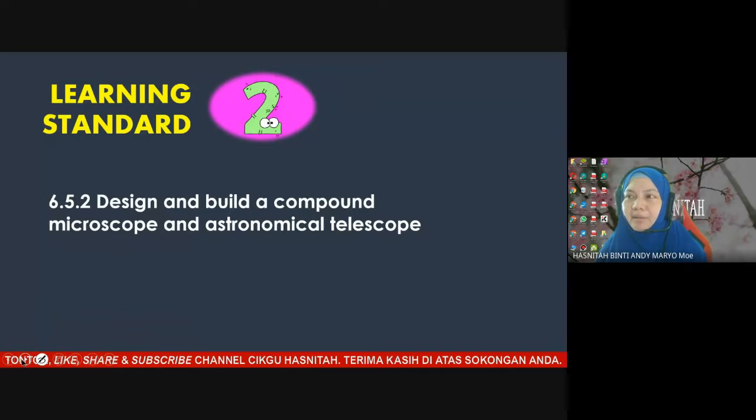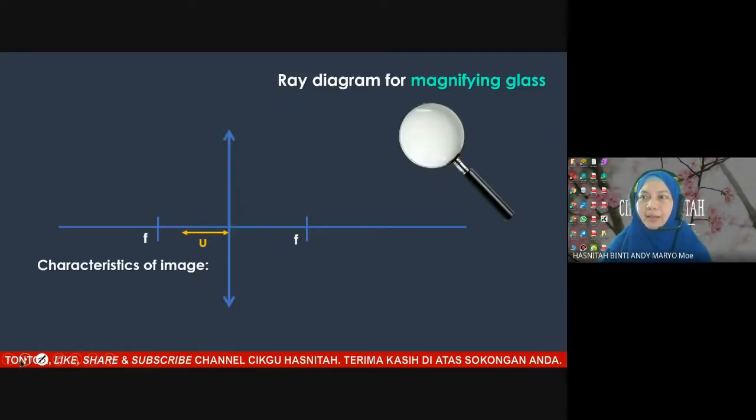Okay. So now this is the more important part, how to design and build a compound microscope and astronomical telescope. Okay, this one we will learn how to draw the ray diagram. Okay, actually you have the basic because we have learned in the previous learning standard before. Okay, so this is magnifying glass. Okay, again senang saja.